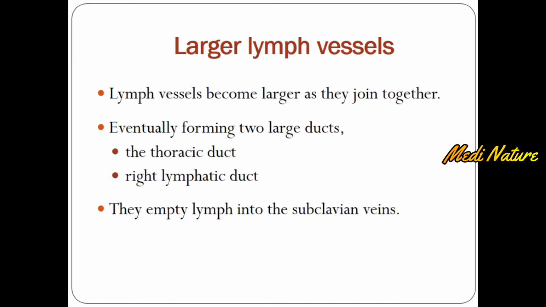Those are called the thoracic duct, which lies in the left side of our body, and the right lymphatic duct, which lies in the right side of our body. Finally, this lymph enters into the blood circulation because these two ducts open into subclavian veins.